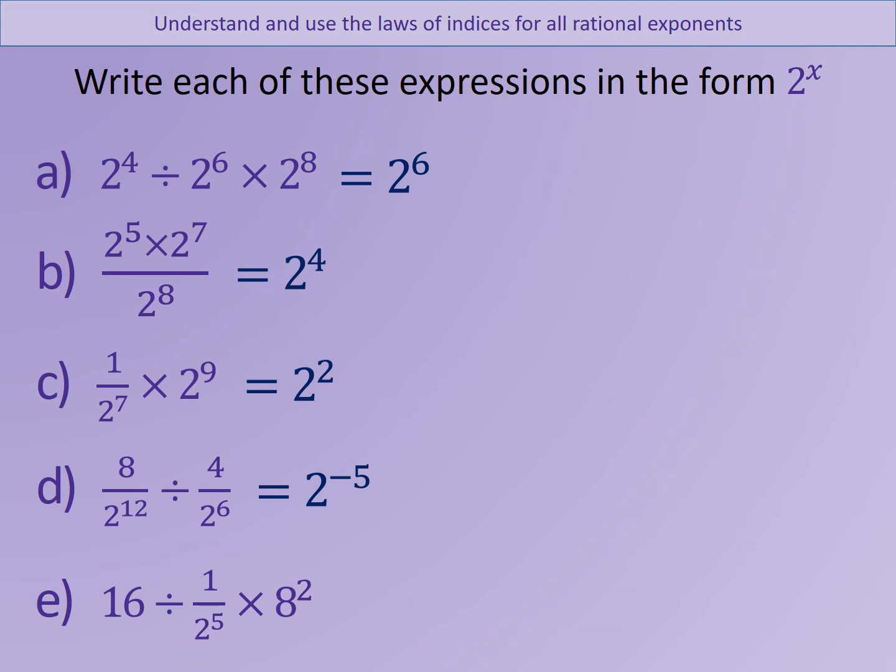And then finally in part E, 16 can be written as 2 to the power of 4, 1 over 2 to the power of 5 can be written as 2 to the power of -5, 8 would be written as 2 cubed, but then when we square that it becomes 2 to the power of 6 because we're multiplying the powers. And then finally, if you use those laws of indices, we end up with 2 to the power of 15. So well done if you got all those right. If you didn't, then have another go.